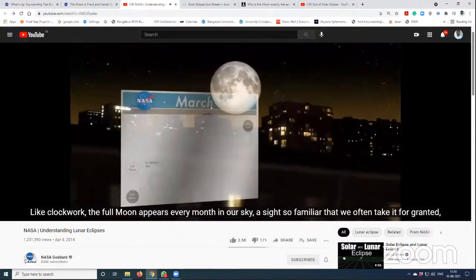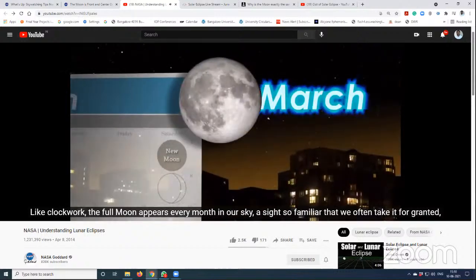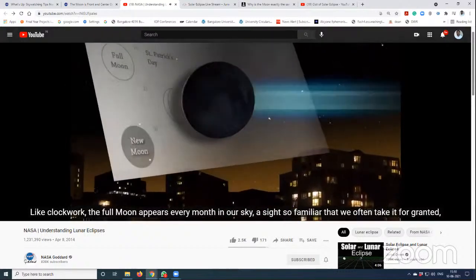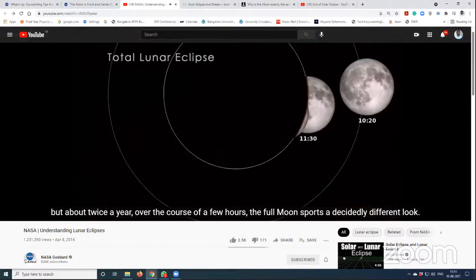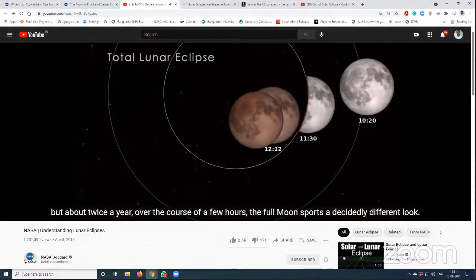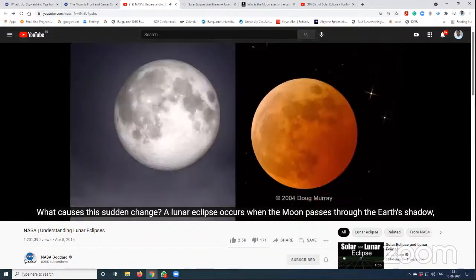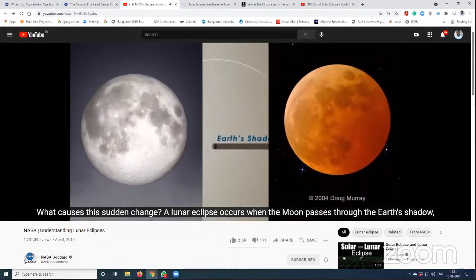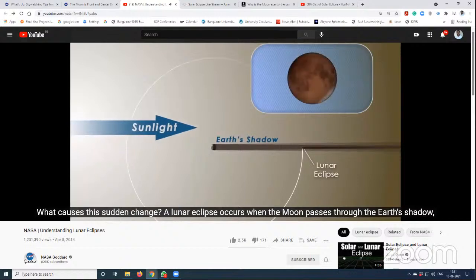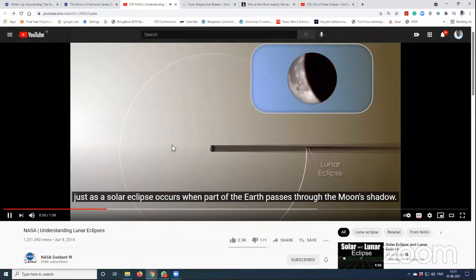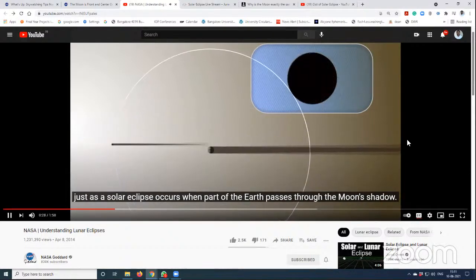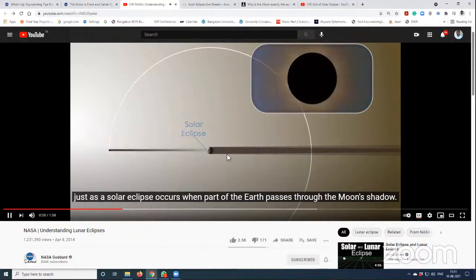Like clockwork, the full moon appears every month in our sky, a sight so familiar that we often take it for granted. But about twice a year, over the course of a few hours, the full moon sports a decidedly different look. What causes this sudden change? A lunar eclipse occurs when the moon passes through the Earth's shadow, just as a solar eclipse occurs when part of the Earth passes through the moon's shadow.